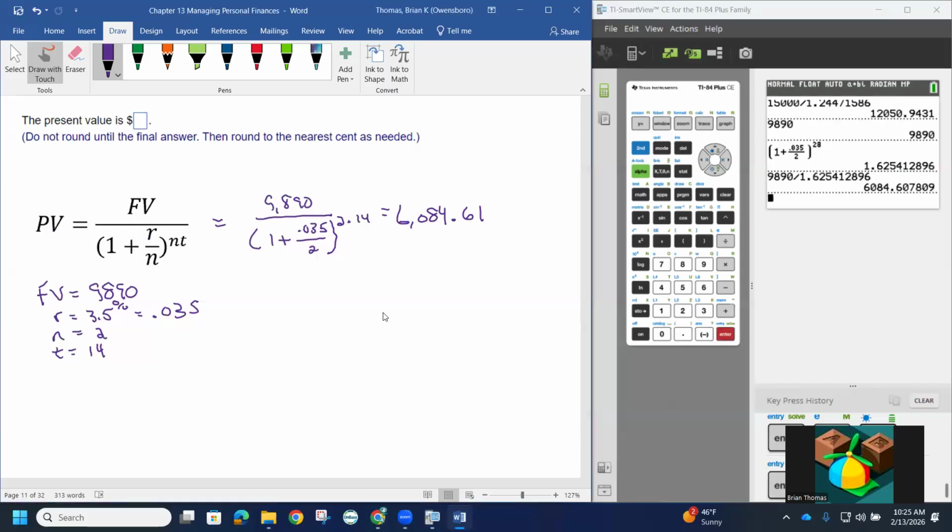Okay, so I believe that closes out our first section, 13.1, working with interest.